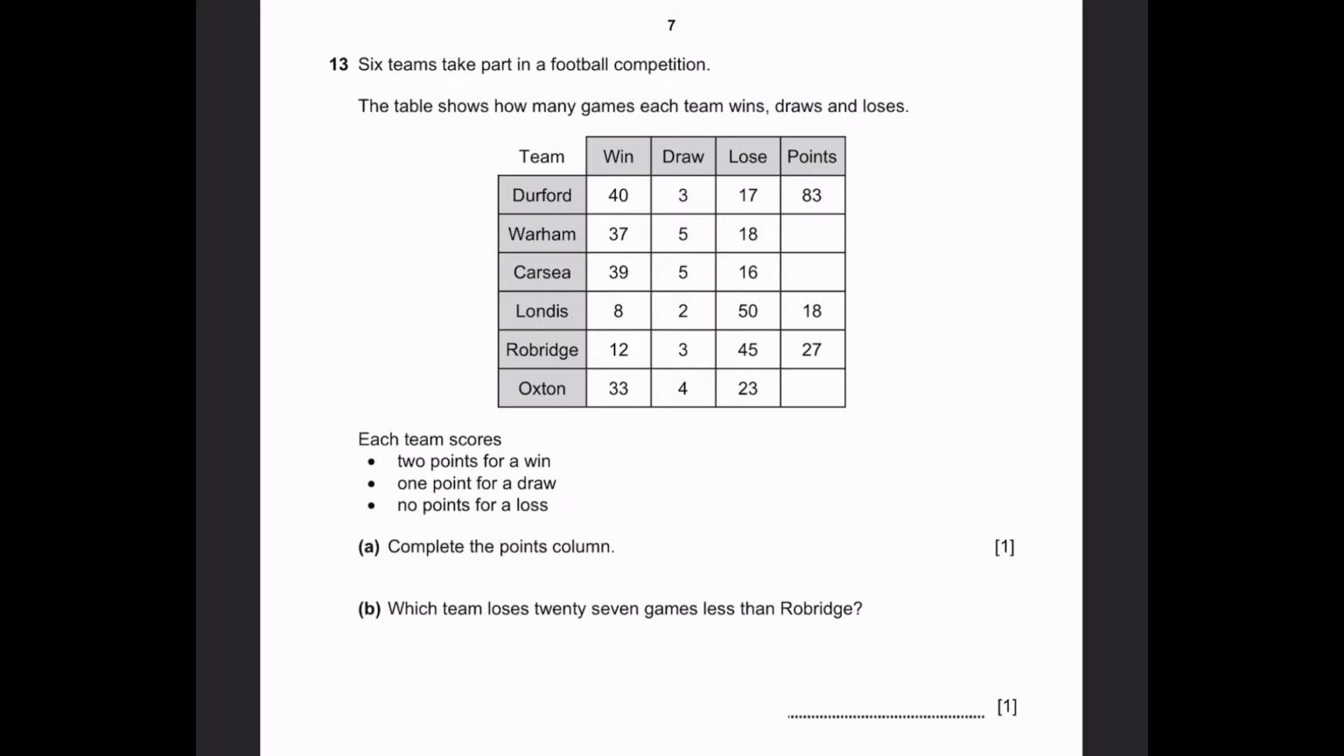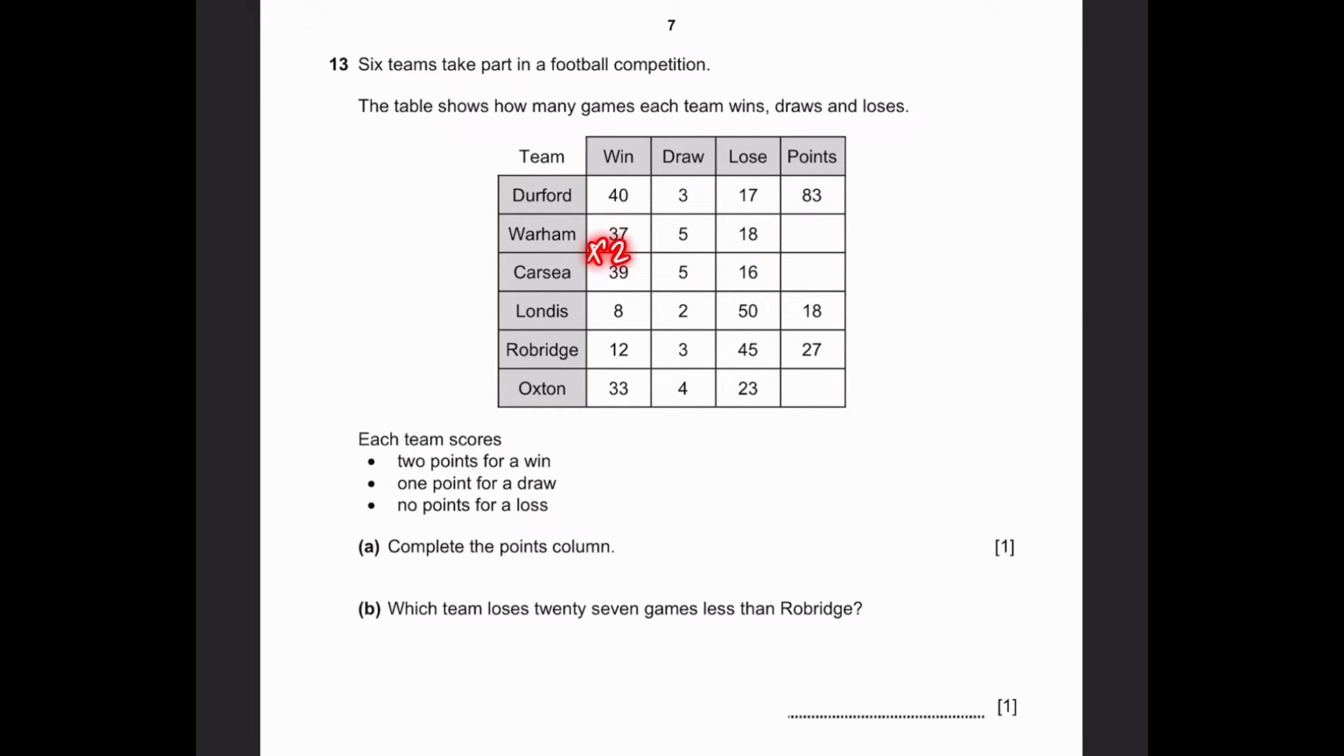6 teams take part in a football competition. The table shows how many games each team wins, draws, and loses. There's 6 teams, and it shows win, draw, lose, and number of points. Each team scores 2 points for a win, 1 point for a draw, and no points for a loss. A. Complete the points column. So for Durford, Londis, and Robridge, the points are already given. For Warham, 37 wins, 5 draws, and 18 losses.